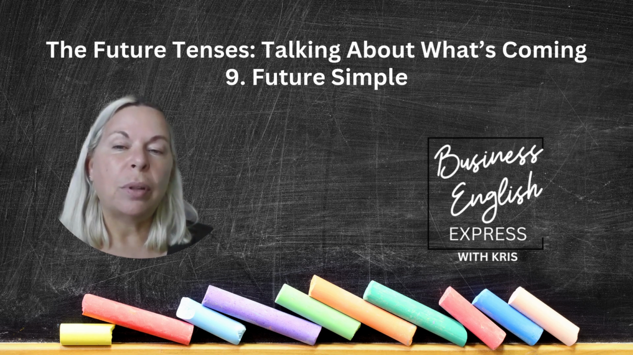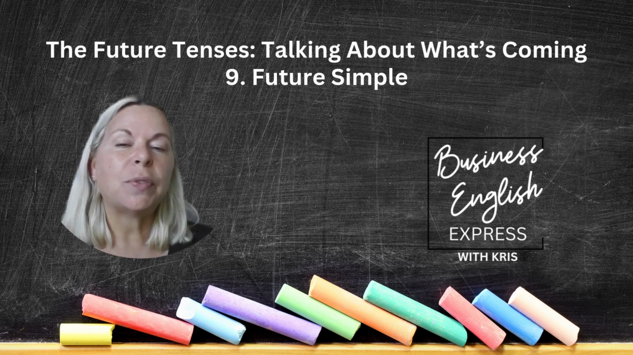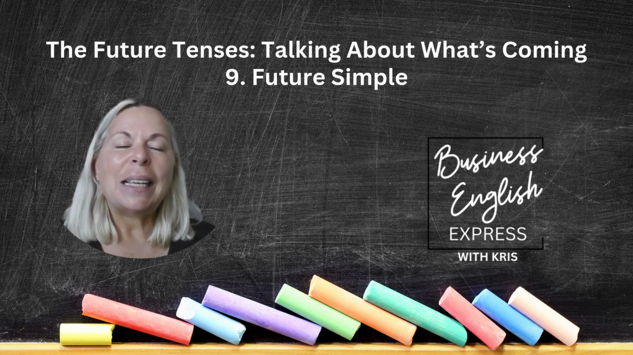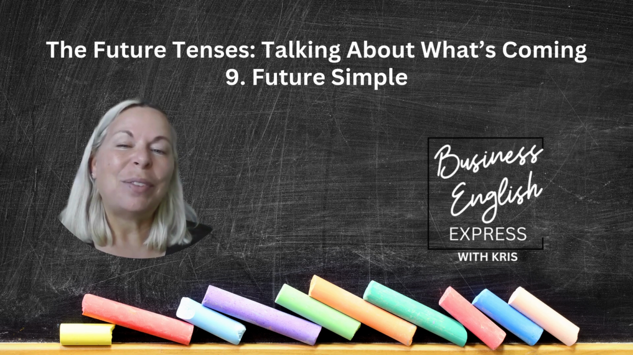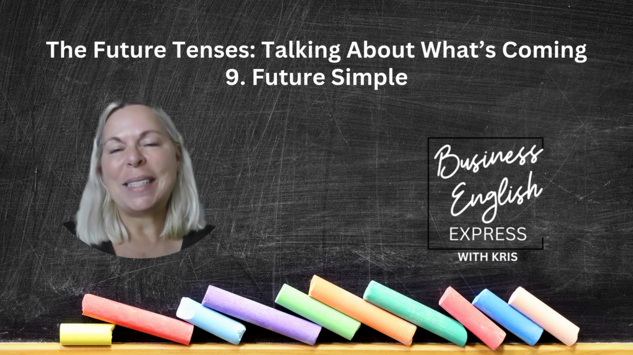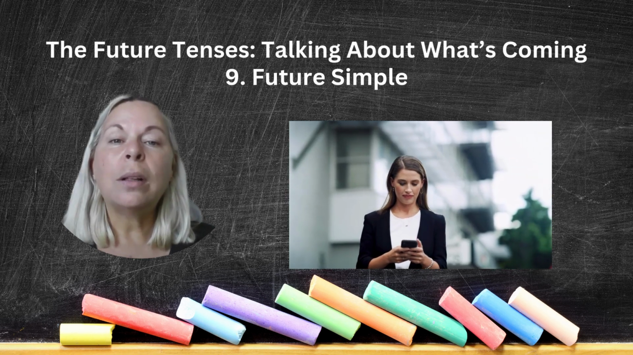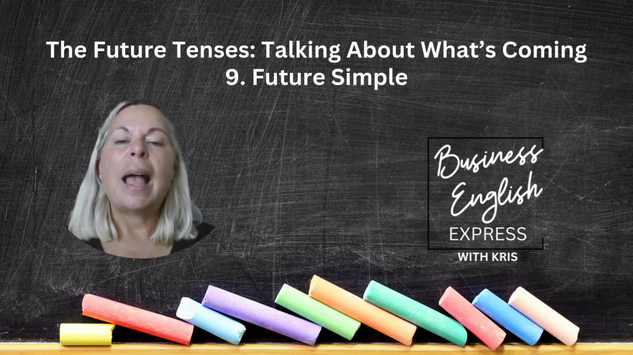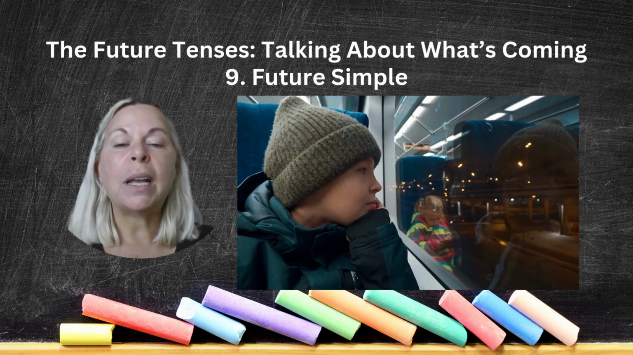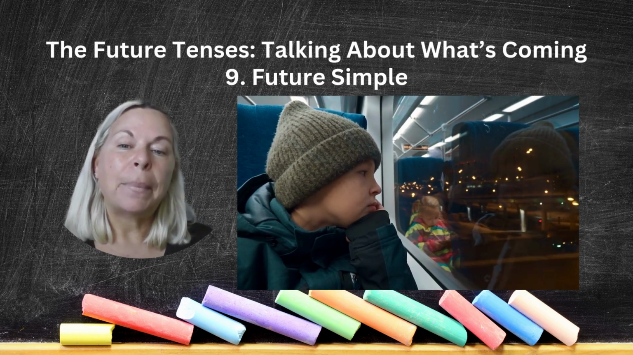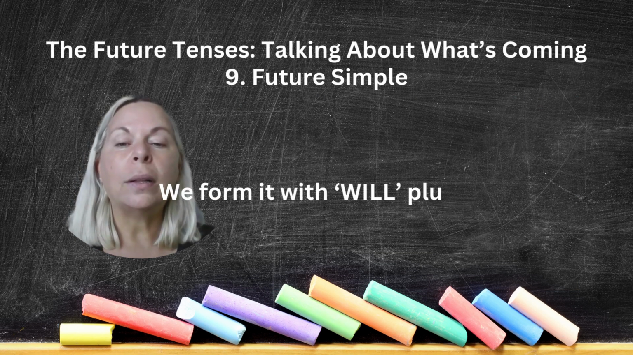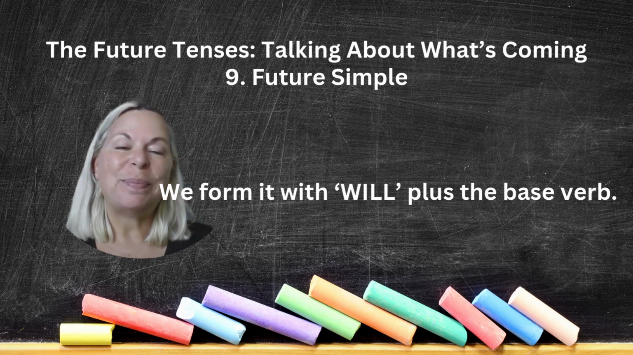Future simple. The future simple is for things we decide to do in the moment or for general predictions. It's like saying, this will happen in the future. Let's do an example. I will call you later. A decision I'm making now. And they will probably arrive at 7 p.m. Prediction. We form it with will plus the base verb.